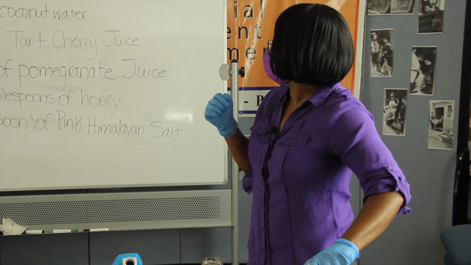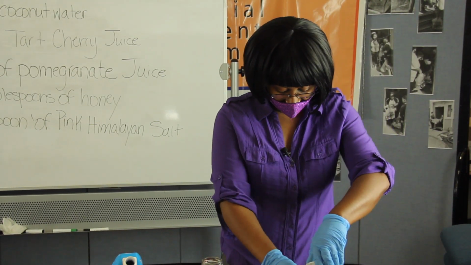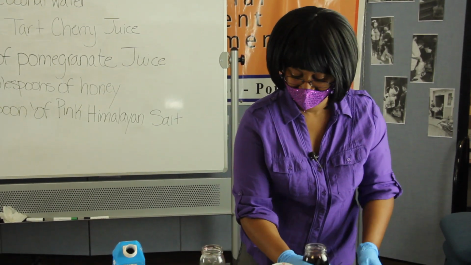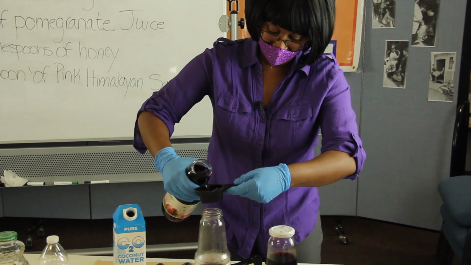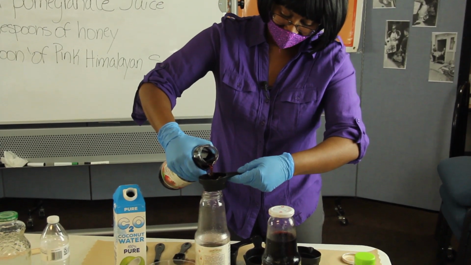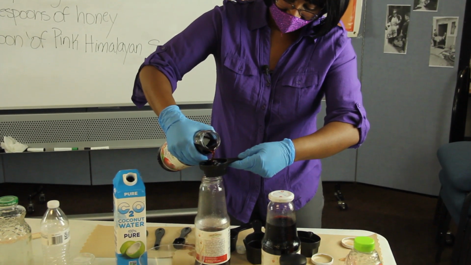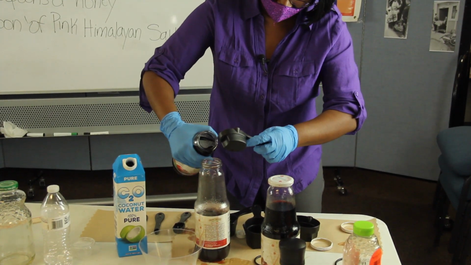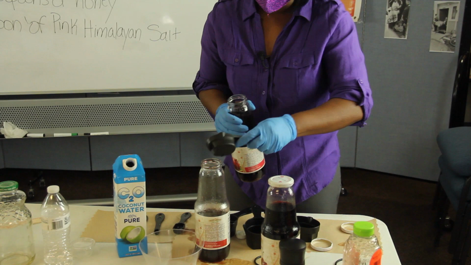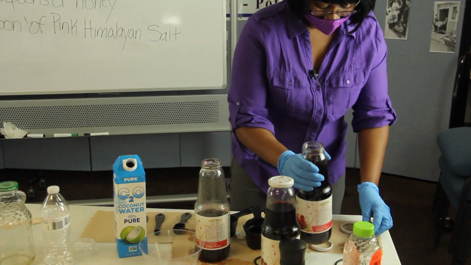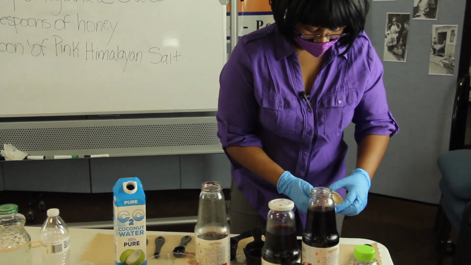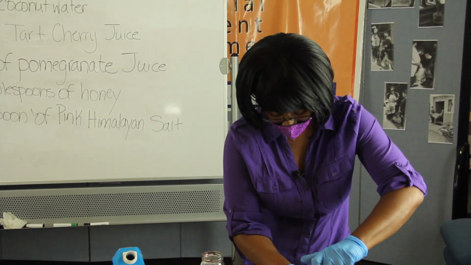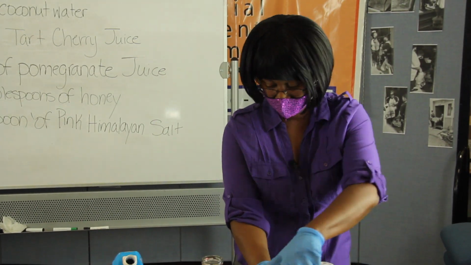Now, next is the pomegranate. We want a 4th cup. We'll just stick with the 4th cup for that. We're not going to be too fancy. Missed a little bit. Let's just pour a little bit in there. Okay.